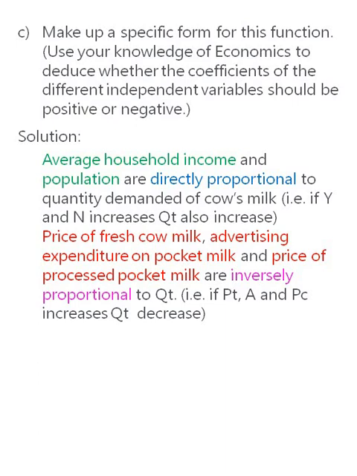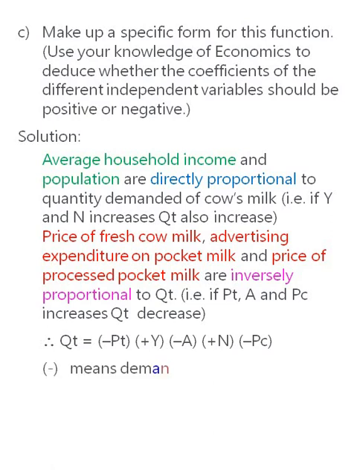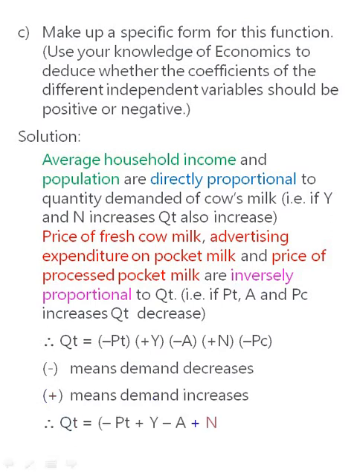So therefore, QT is equal to first minus PT, then plus Y, minus A, plus N, minus PC. So then we can just bring it into one single bracket. Therefore, QT is equal to minus PT plus Y minus A plus N minus PC.